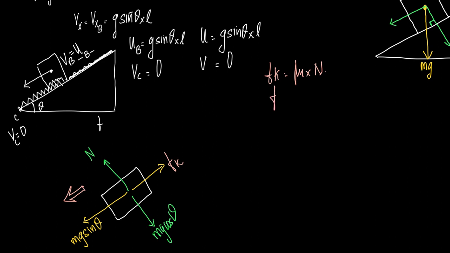Now what is n? N is mu into n, or sorry, n is mg cos theta, right? So, okay, wait, what is it that we're trying to find out here? We're trying to find out the next equation, the equation for the motion along B to C.